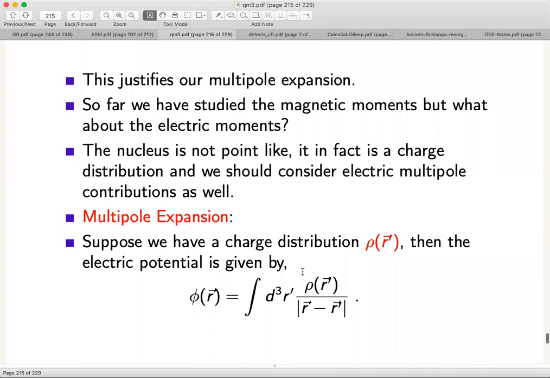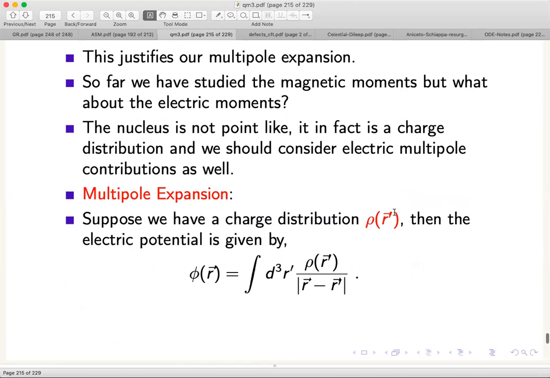Okay, so suppose we have a charge distribution rho. Then the electric potential generated by this charge distribution would be written like this. Here, this is supposed to be the r prime vector.